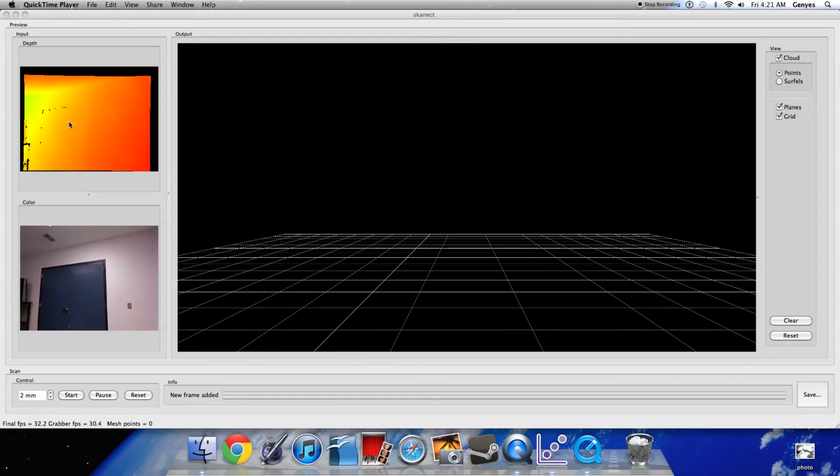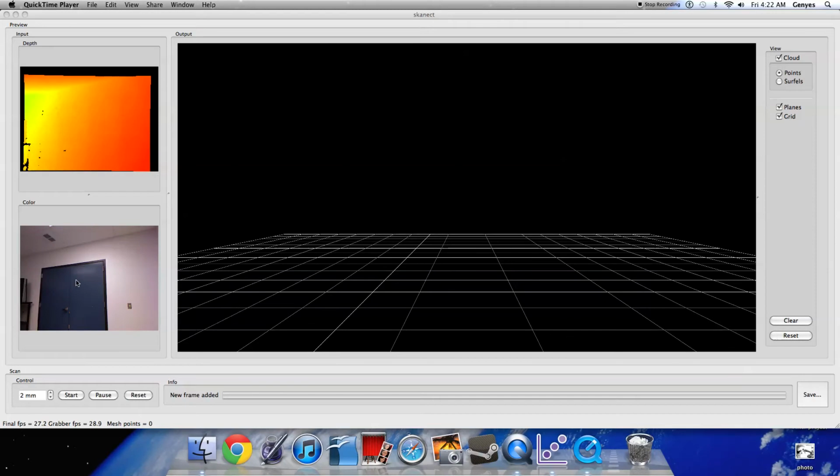Right here is the depth sensor. Like if I put my hand here, it's going to be white. If I put my hand really far back, it's going to be red. And right here is the color sensor. There's 3 sensors on the Kinect. One is a depth sensor, another is another depth sensor, and one's the color.